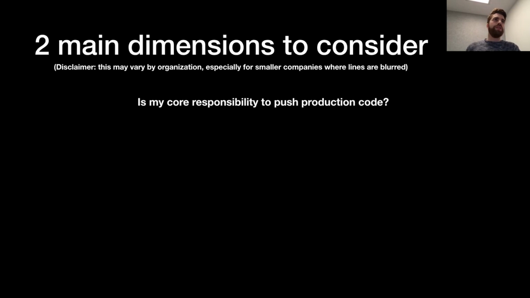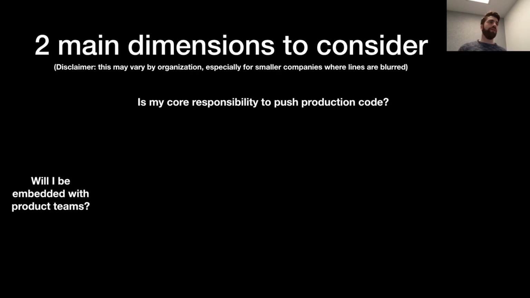I think the first dimension is very important. It's like, is my core responsibility going to be pushing production code? So are you going to be someone who writes code that is going to be frontline and actually used in production for the application that the company is developing? Or are you more trying to influence on the strategic side? Of course, a lot of roles have both responsibilities, but I think the idea here is, what is really the core of the job that you're applying for and what are the core expectations?